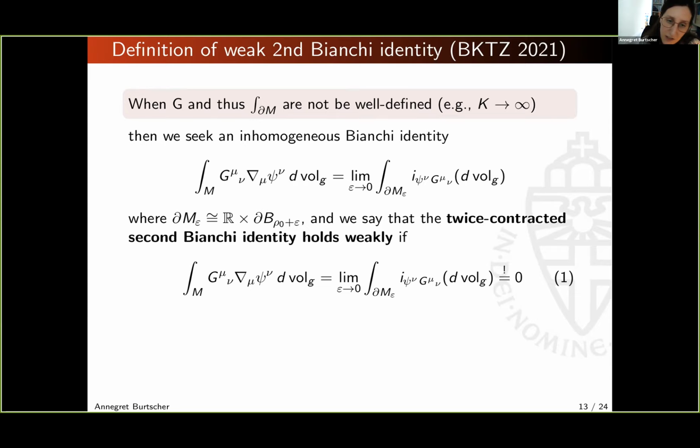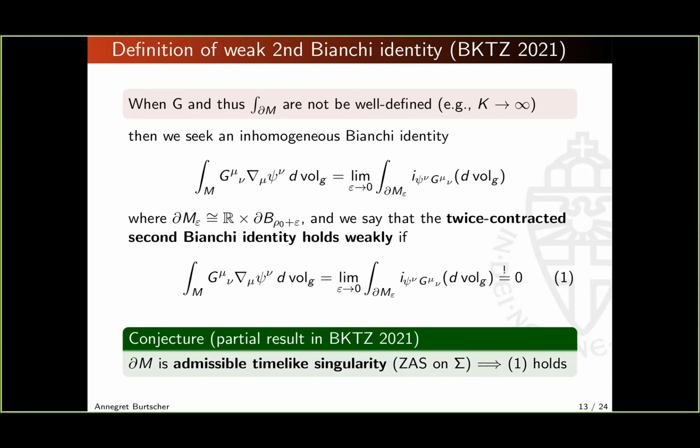And if I want to state this boldly, what we expect is that if the boundary is such an admissible time-like singularity in the SAS sense on its slices, then this second Bianchi identity should always hold weakly. But we have only shown this result in a particular setting. So I think I have to go a bit faster now.